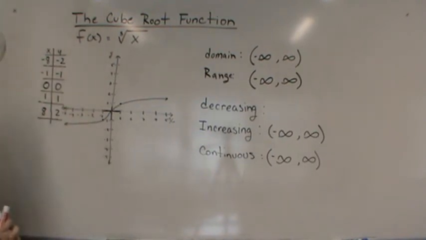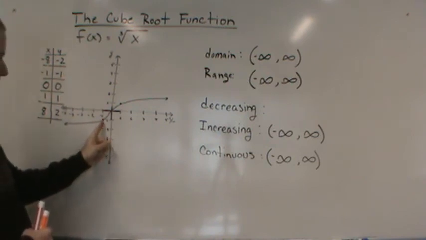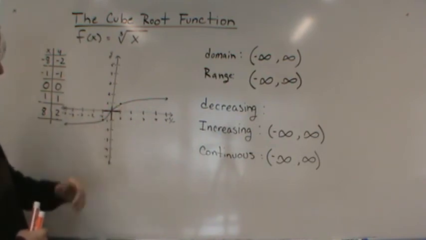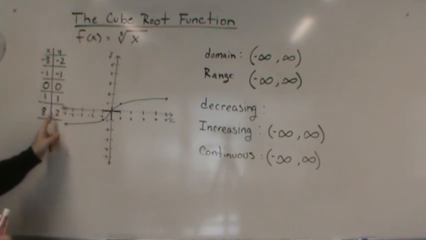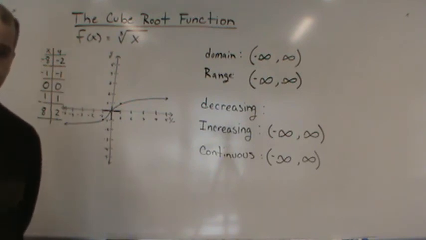Again, similar characteristics to what we saw before. It goes through the origin, and it goes through the points (-1, -1) and (1, 1), and then it goes through (8, 2) and (-8, -2). And that's it. That's the cube root function. Again, just make sure you know these characteristics. They're going to be important.